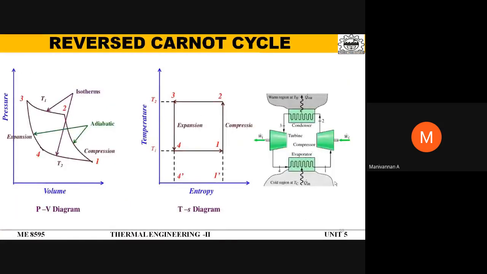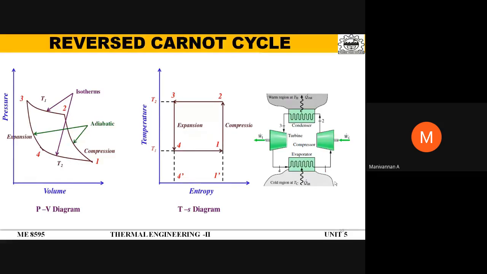Then we have understood that the fundamental cycle behind the refrigeration system is the reversed Carnot cycle. The Carnot cycle is one which converts heat energy into work energy. If you reverse that, you remove heat from a particular system. That is what we call the reversed Carnot cycle. You remove heat from a cold space and throw it to the higher temperature environment. For that you need to give work input. The ideal cycle for that is the reversed Carnot cycle.